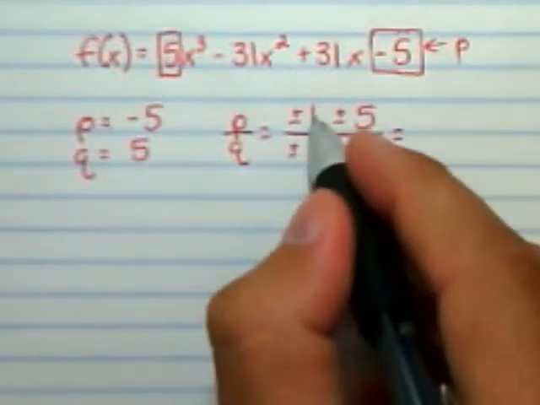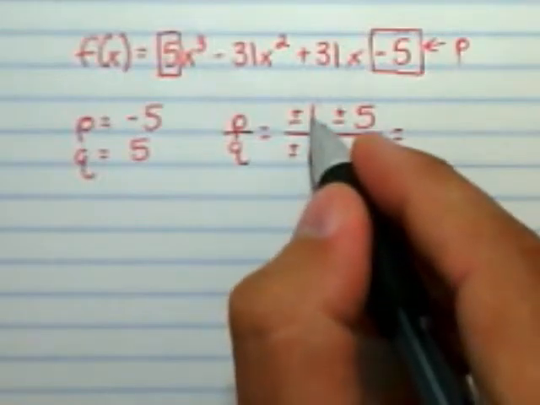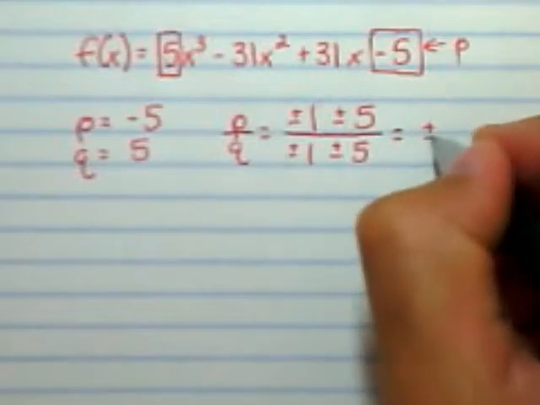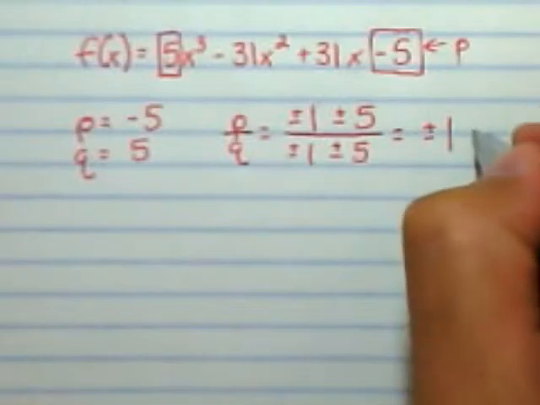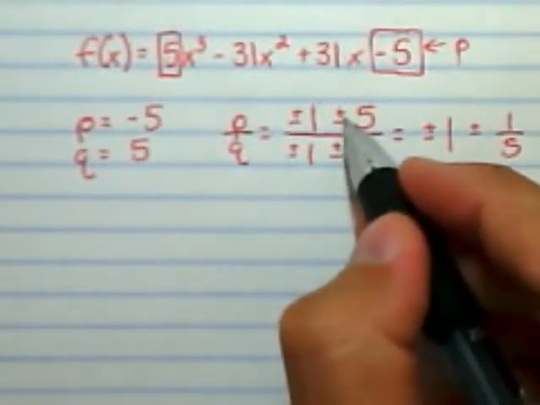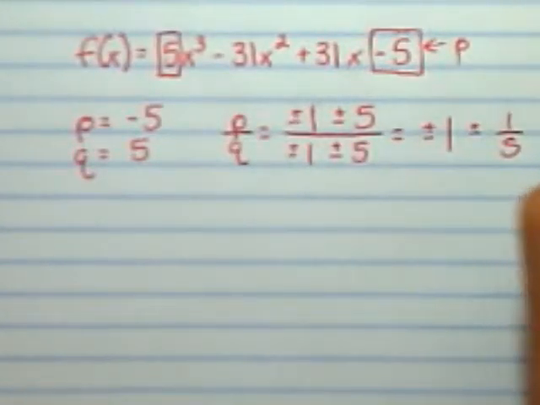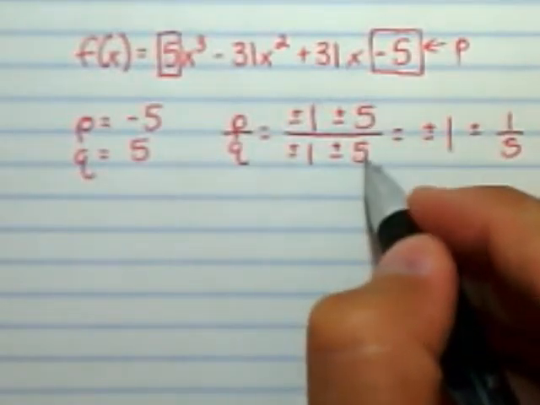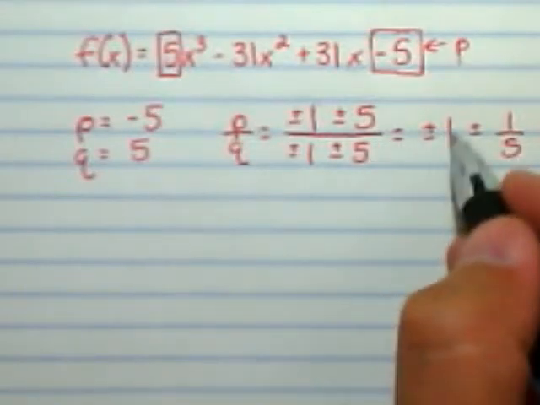Now, we need to take every one of our numbers on top over our numbers on the bottom. So, plus or minus 1 over 1 is going to be plus or minus 1. Plus or minus 1 over 5 is going to be plus or minus 1 over 5. Okay, now we go to our next number, 5. Plus or minus 5 over 1 is going to be plus or minus 5. And plus or minus 5 over 5, well, we know that's going to end up being 1. 5 over 5, whether it's plus or minus, is going to equal 1.